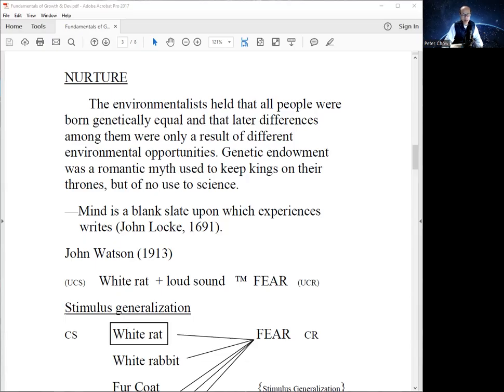So this group aligned itself with the prominent British philosopher John Locke, 1691. He said that the mind is like a blank slate upon which experience writes. That's a famous statement quoted by a lot of people. So as far as the environmentalist is concerned, the baby is nothing more than a lump of clay that can be molded and fashioned into any shape by the environment or through the use of conditioning techniques. Now, what kind of conditioning techniques? But anyway, we'll come to that.